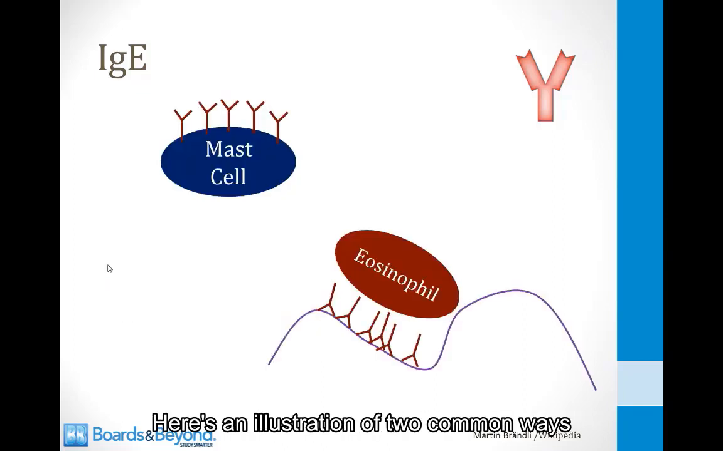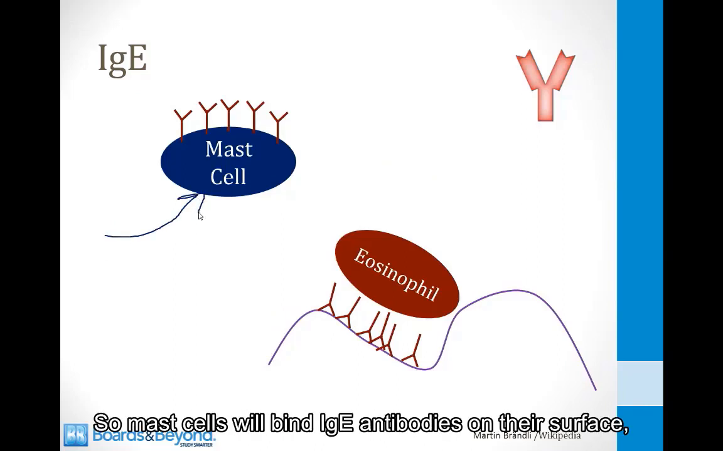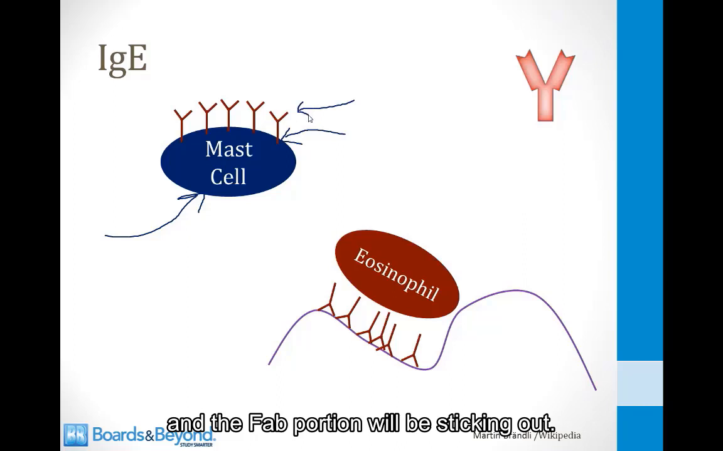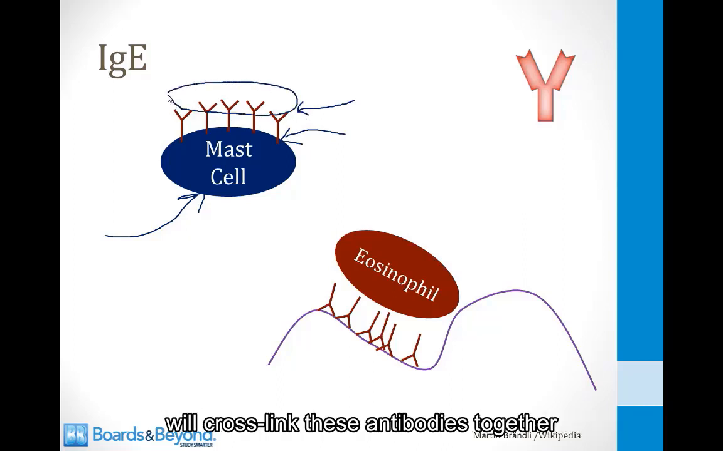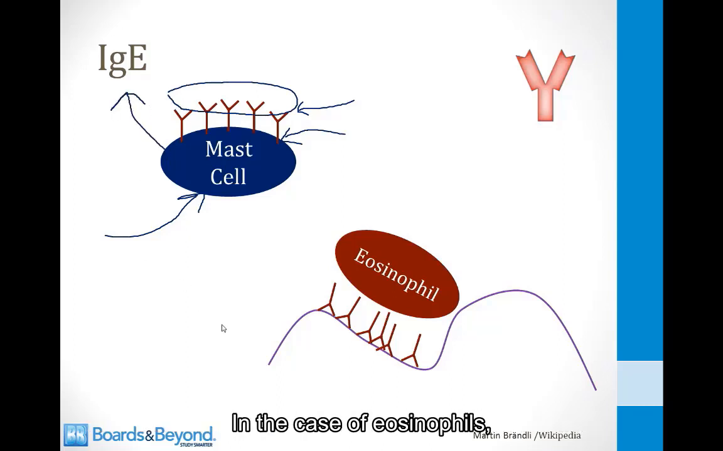Here's an illustration of 2 common ways that IgE is involved in immune responses. The first has to do with mast cells. So mast cells will bind IgE antibodies on their surface. They will bind the Fc portion, and the Fab portion will be sticking out. And then a parasite, or more commonly an allergen, will cross-link these antibodies together, and then the mast cell will degranulate into the tissues.